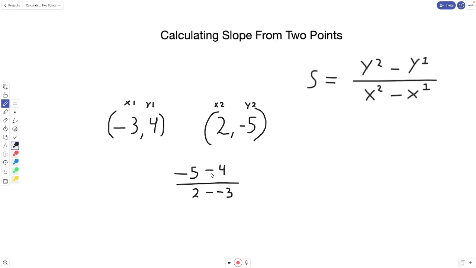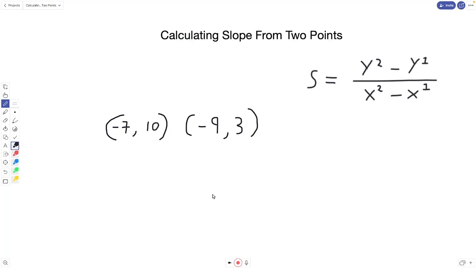So now we're going to have -5 minus 4, that's going to give us -9. And then 2 minus -3, which is going to be addition, it's going to be 5. So our final answer is going to be -9 over 5. There's nothing to simplify, so it will remain as it is. Okay, let's do one more example.